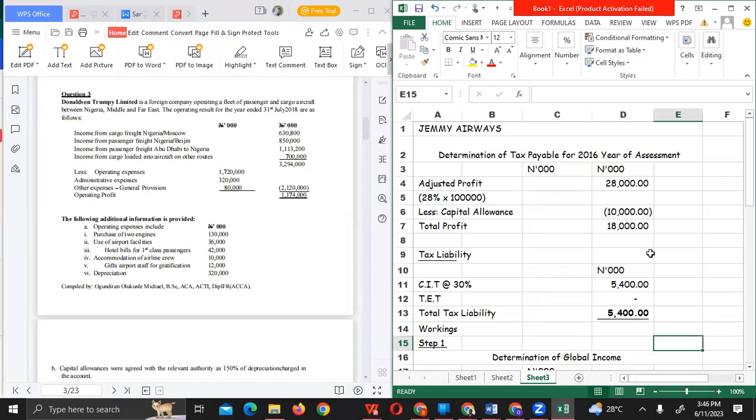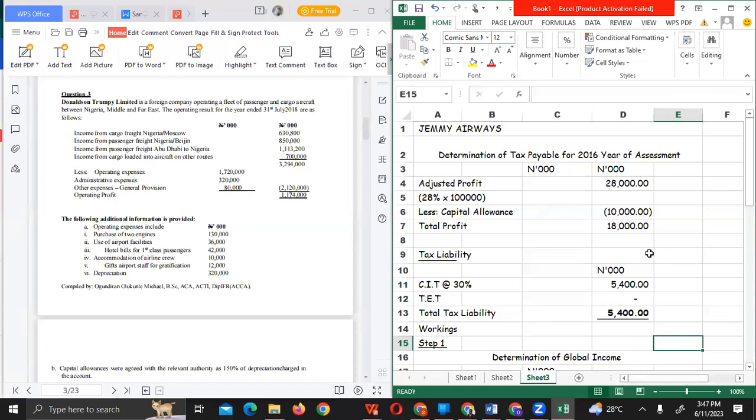So let's go ahead. Question three. Can a volunteer please read? Donald Trump Limited, a foreign company operating a fleet of passenger and cargo aircraft between Nigeria, the Middle East, and Paris. The operating results for the year ended July 2015 are as follows. The figures are clearly shown. The following additional information is provided as listed.